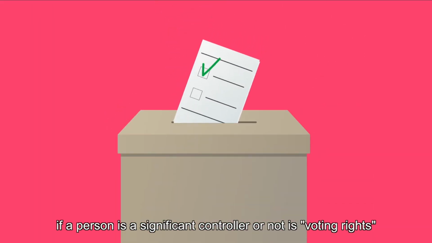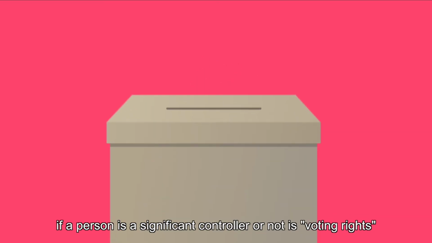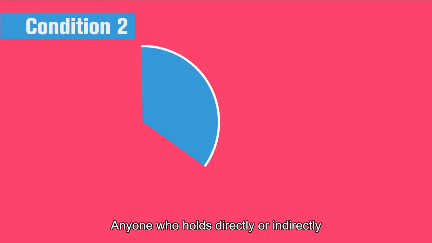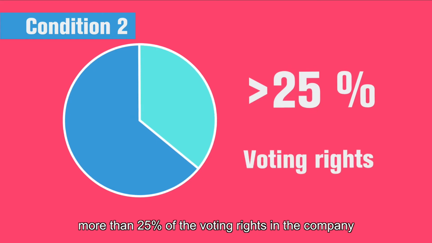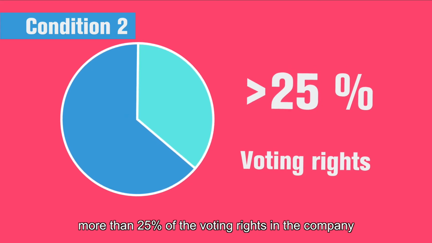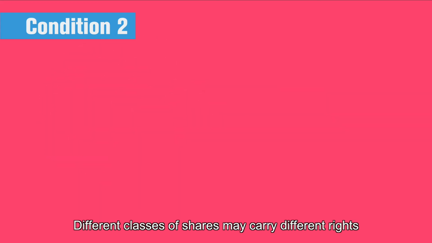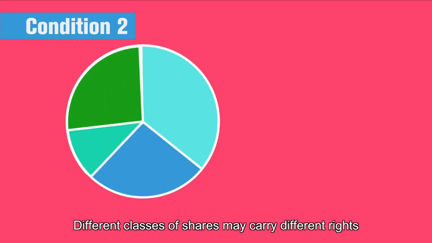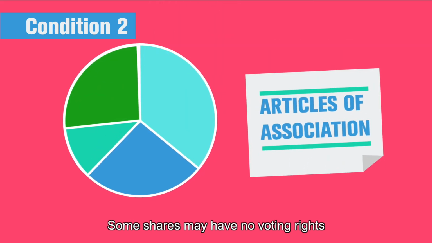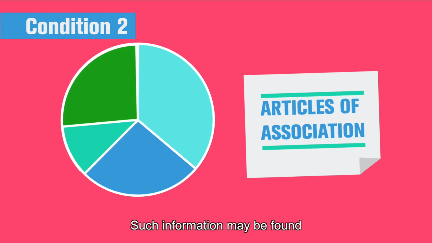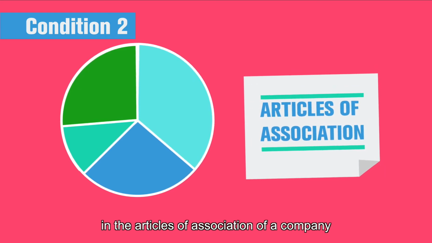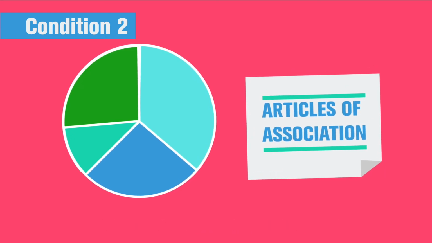The second condition to determine if a person is a significant controller or not is voting rights. Anyone who holds directly or indirectly more than 25% of the voting rights in the company is the significant controller. Different classes of shares may carry different rights. Some shares may have no voting rights. Such information may be found in the Articles of Association of a company.